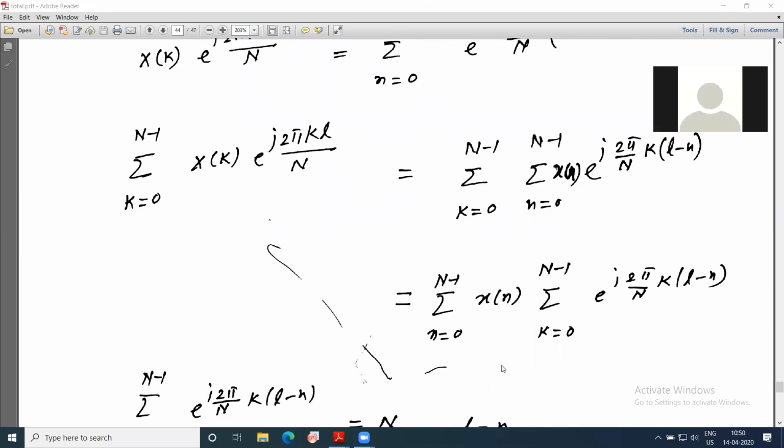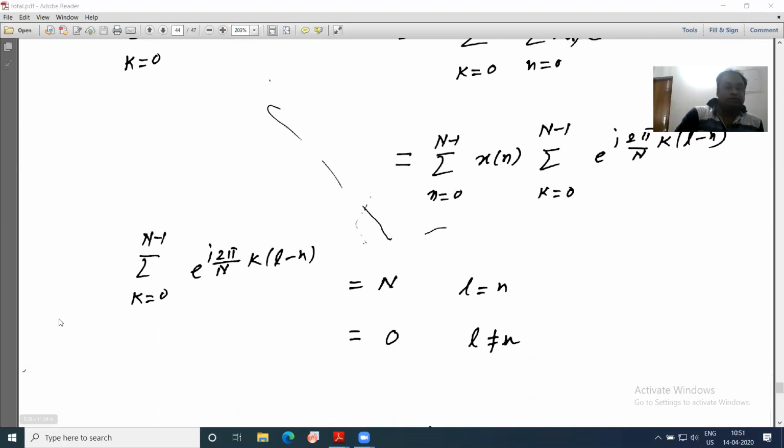Now I am changing the order of the summation. I am taking the summation n equal to 0 to N minus 1 outside, writing x of n, and inside I write the summation k equal to 0 to N minus 1 of e power j 2 pi by N k(l minus n). I have changed the order of the summation, taking x of n outside and the rest inside. Now this summation over k of e power j 2 pi by N k(l minus n) is equal to N for l equal to n.